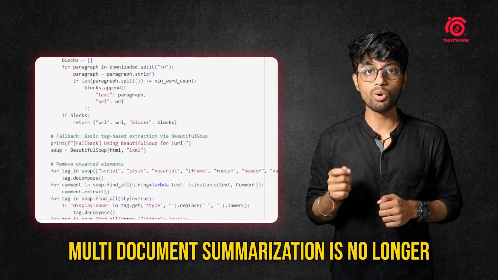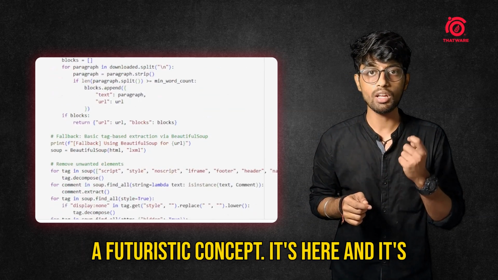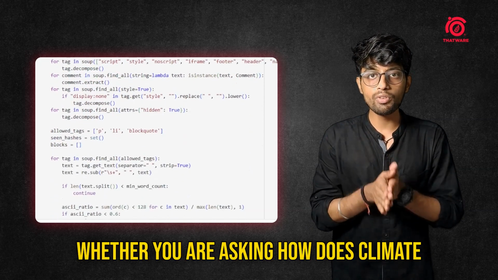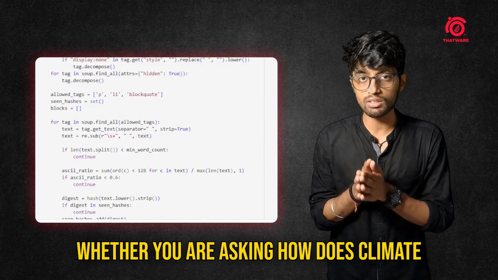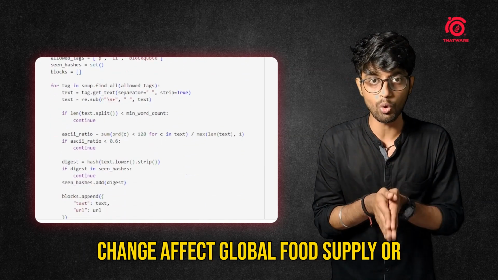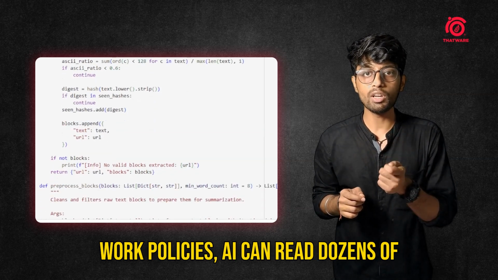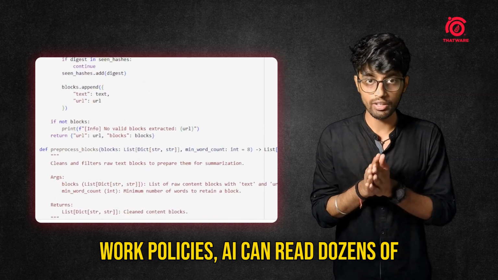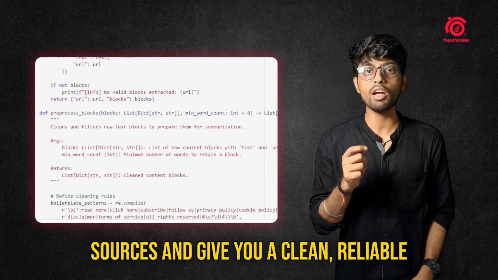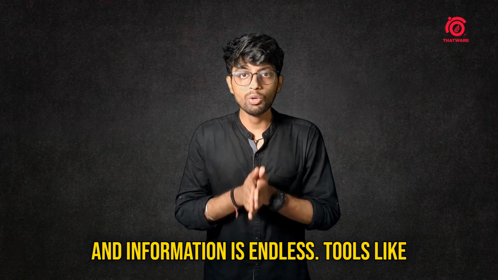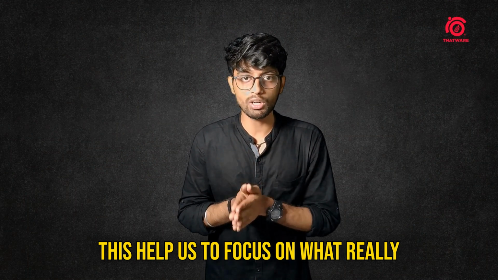Multi-document summarization is no longer a futuristic concept, it's here. And it's making research smarter and faster. Whether you are asking how climate change affects global food supply or what's the best way to implement remote work policies, AI can read dozens of sources and give you a clean, reliable answer. In a world where time is short and information is endless, tools like this help us to focus on what really matters, understanding.